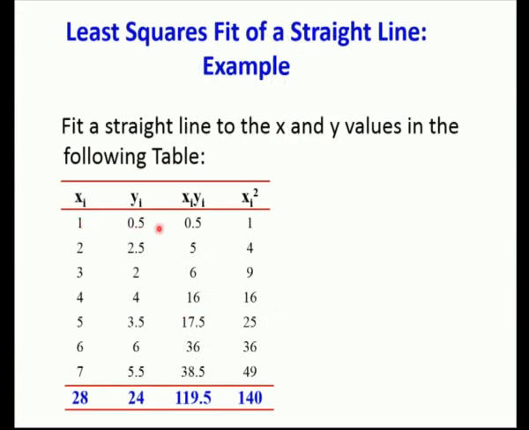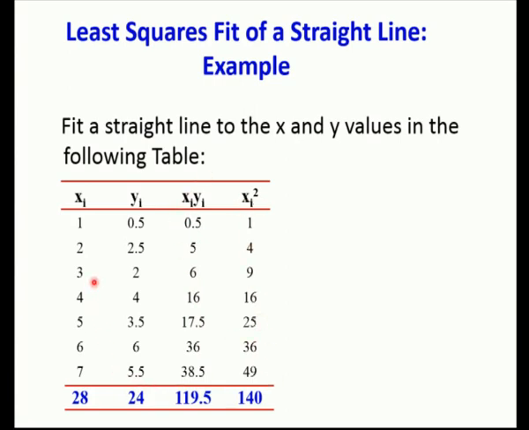The given data points are 1 comma 0.5, 2 comma 2.5, 3 comma 2, 4 comma 4, 5 comma 3.5, 6 comma 6, 7 comma 5.5, these are the xi yi's, and you have to fit a straight line for these data points. So, summation xi I am adding. You can easily verify that the summation 1 2 3 4, it is n into n plus 1 by 2, so you will get 28, and summation yi, the sum of all these values, has come to 24, and the summation xi yi will be 119.5, summation xi squared will be 140.